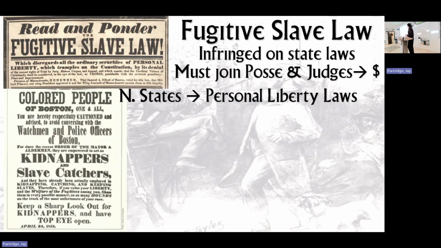And you can see from these posters here, read and ponder the Fugitive Slave Law. Colored people, watch out for kidnappers and slave catchers. Because they would just run down anybody with a darker complexion, just say that they're a runaway, and they knew which judges to take them to. And kidnapping them into slavery. And regardless if they're a fugitive or not, this is kidnapping people and forcing them into enslavement until they die. And it is brutal beyond comprehension.